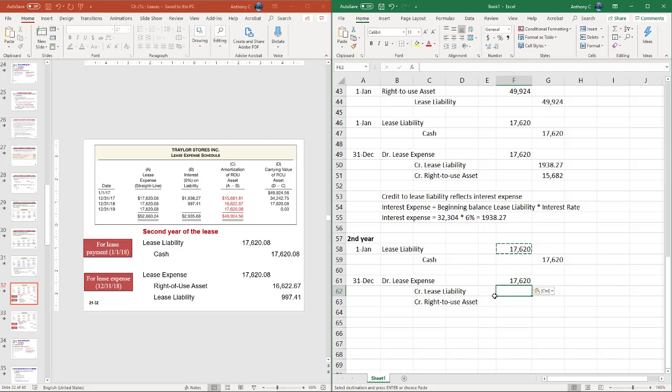So the journal entry we're making here follows exactly from the lease expense schedule. If it's December 31st, 2018, our interest, we would have calculated this out to be $997.41, which means the amount we're reducing or amortizing the right to use asset by is the difference here, for roughly $16,623.